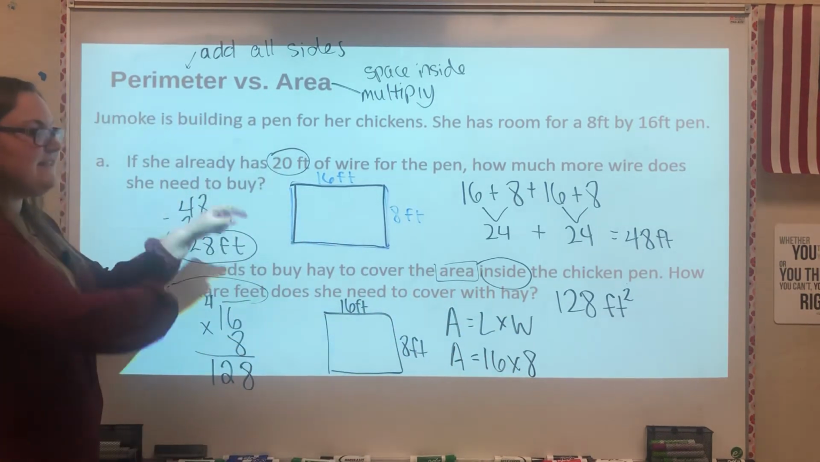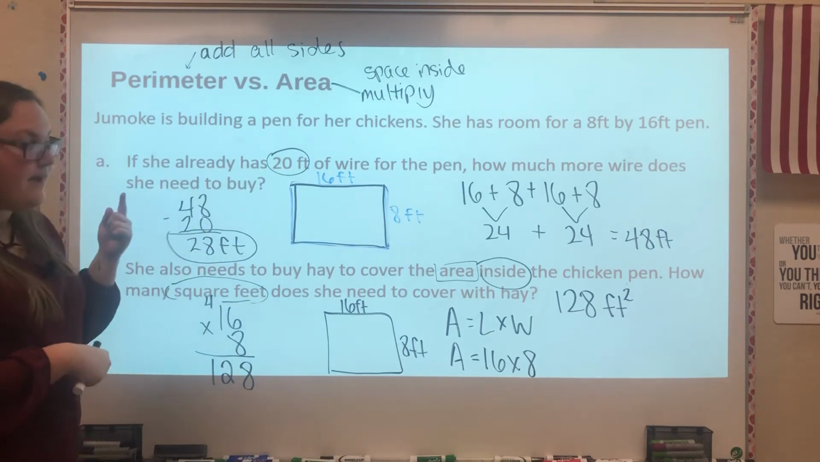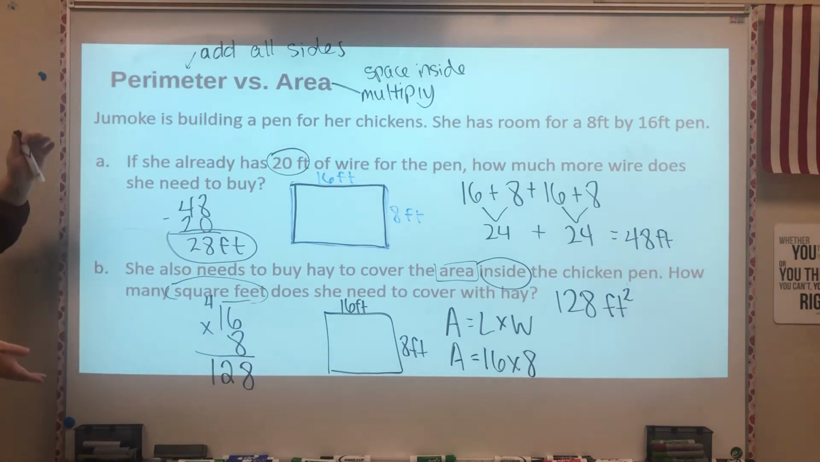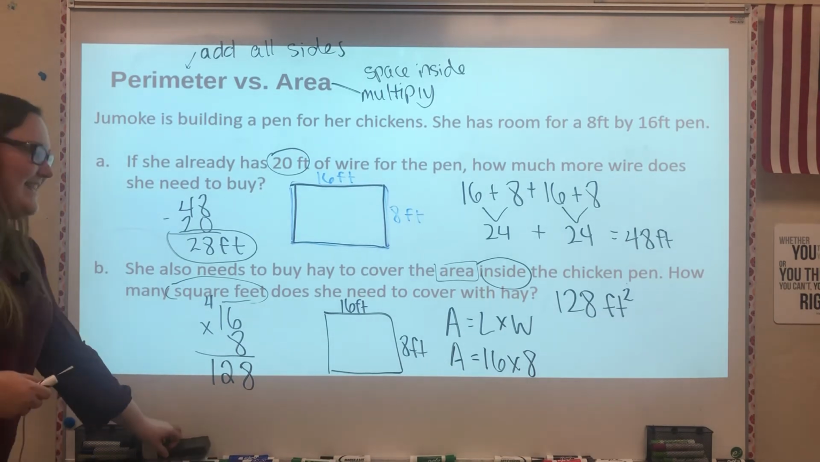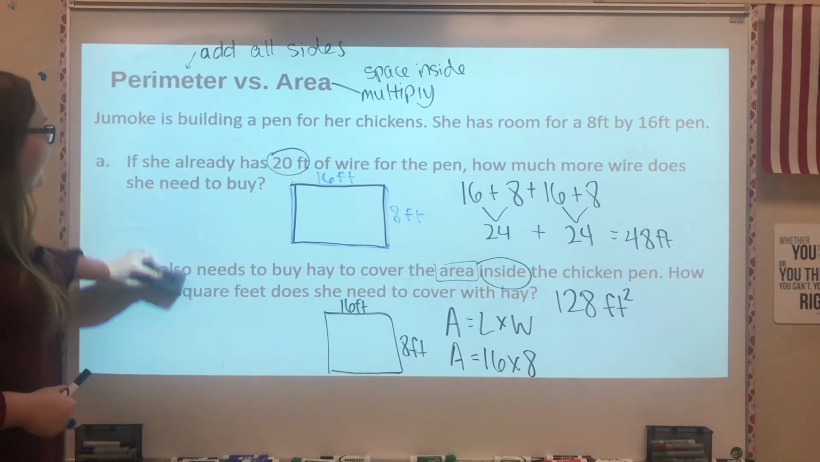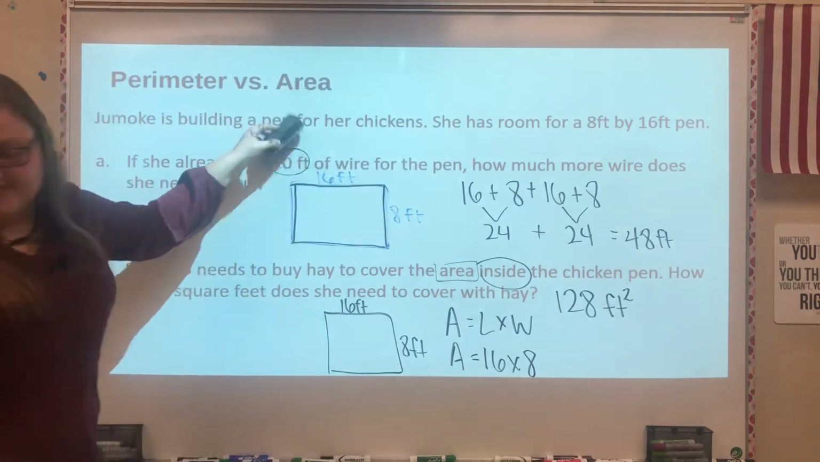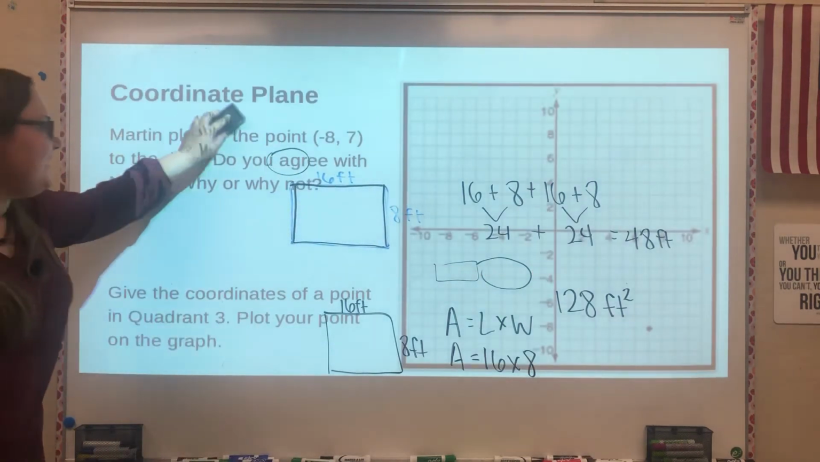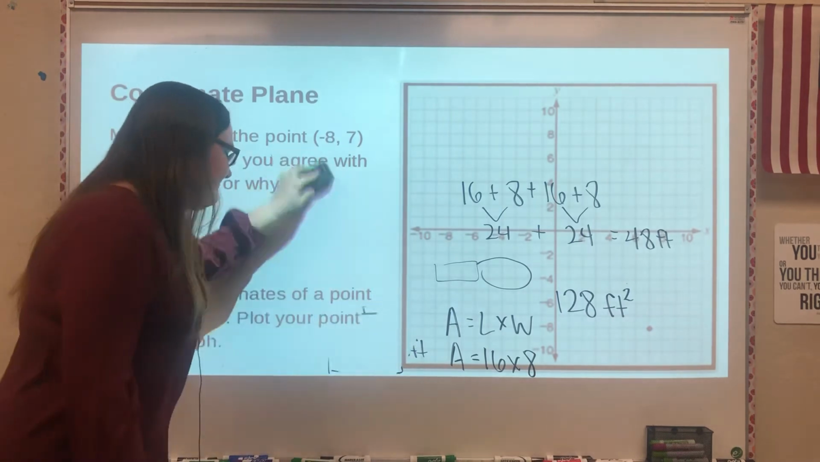These are two things that students tend to get mixed up a lot. So hopefully seeing them together will help you figure out which one is which. This was our question on area and perimeter. Our next question we're going to look at is the coordinate plane.